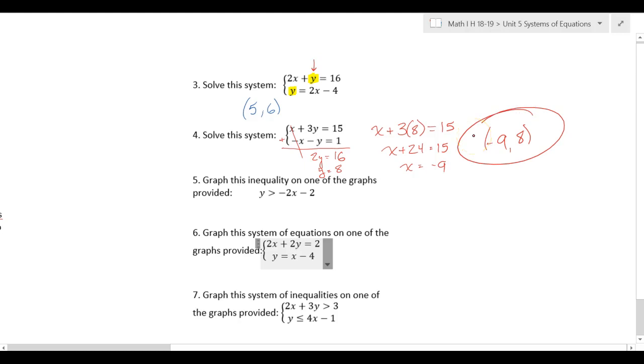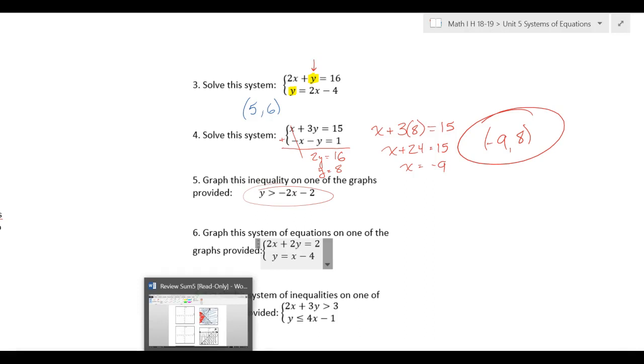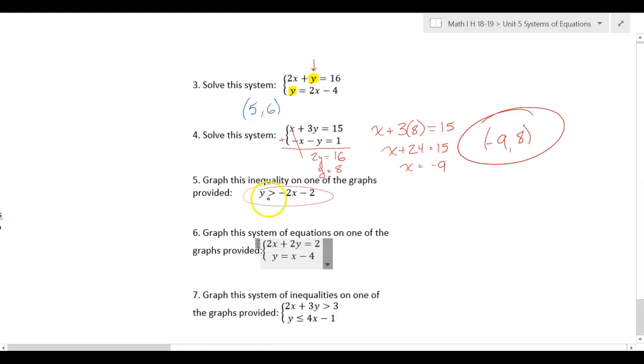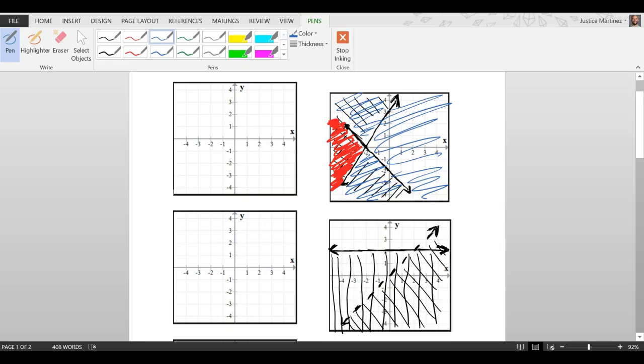Now, if I want to graph this inequality, we're going to go over this because this has been kind of killing us lately. I have y is greater than. I notice it is not equal to. It is just greater than, so it's going to be a dotted line. It is greater than negative 2x minus 2. So y is greater than negative 2x minus 2. I'm going to go down to over 2. And it is a dotted line, which I'm going to represent like this.